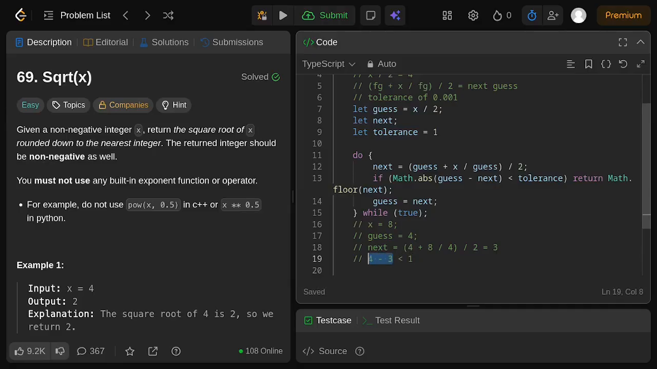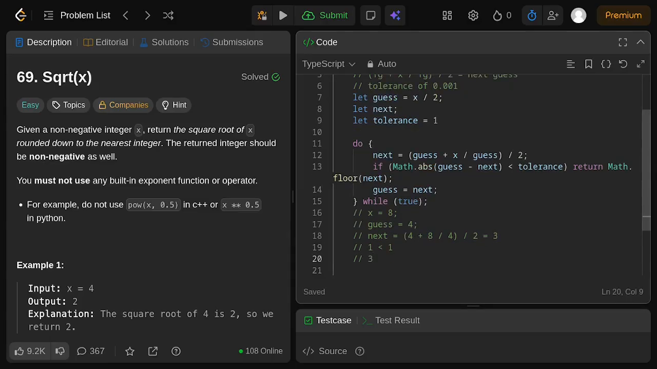Since 4 minus 3 is equal to 1, it is still not lower than 1, and that way the if check will not trigger, and we assign the guess with the next variable, and that way we are assigning 3 as the guess.